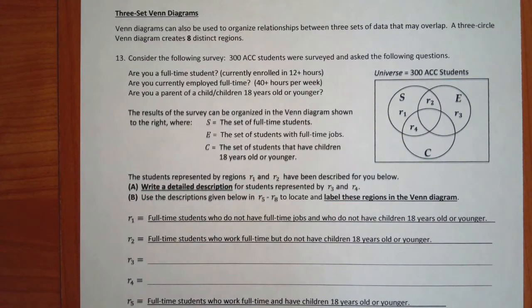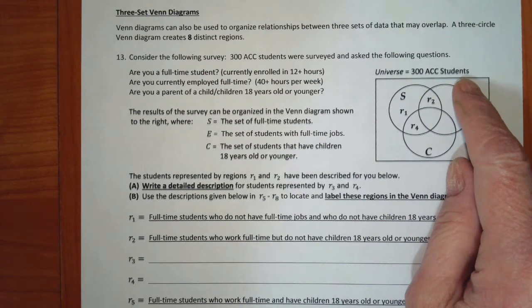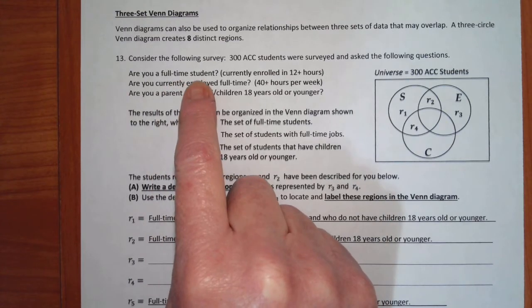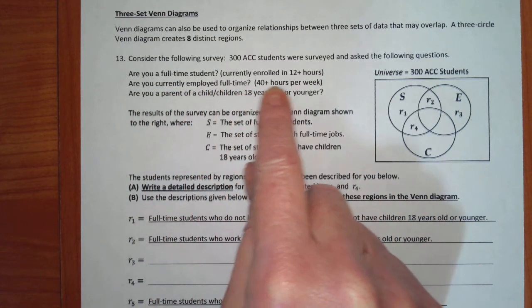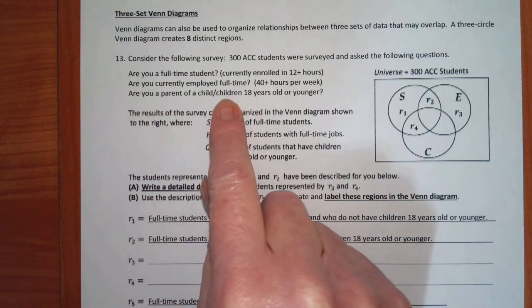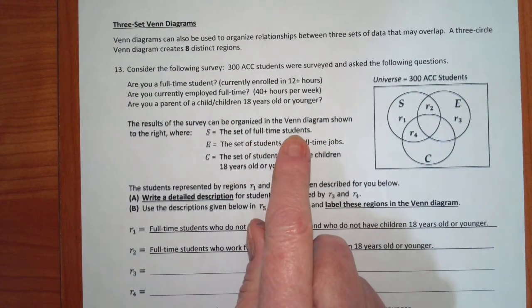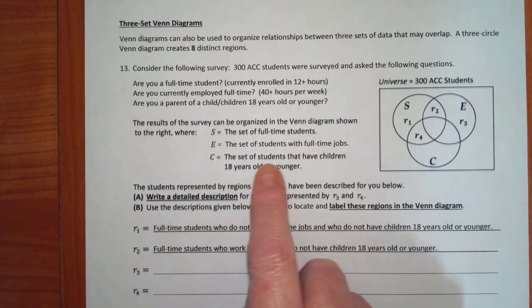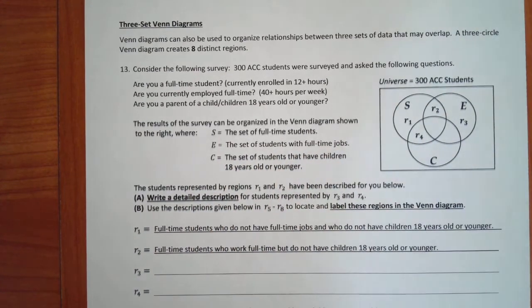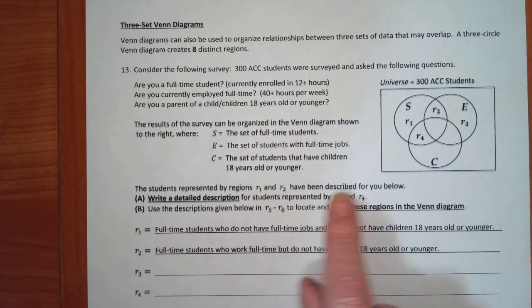Okay, so here's a survey that was given to 300 ACC students. So there's our universe, 300 ACC students. They asked if they were a full-time student, which is 12 or more hours, and if they are currently employed full-time, 40 or more hours. Are you the parent of a child or children 18 years old or younger? Okay, so we've set up names for those. S is students, E is students with full-time jobs, C is the set of students with children 18 years or younger. Okay, so the students represented by regions 1 and 2 have been described for you.